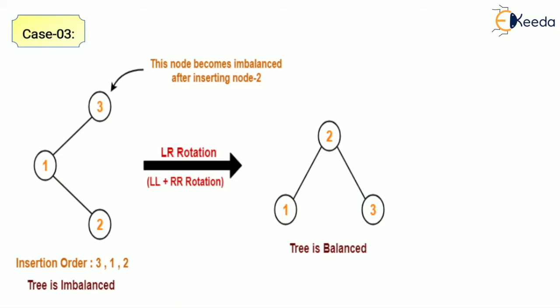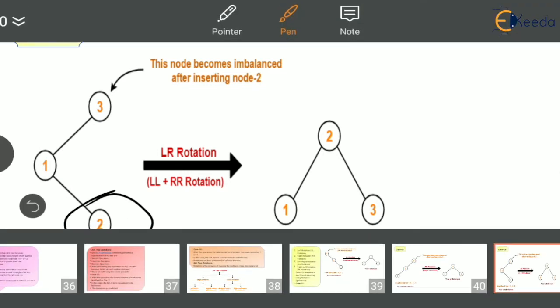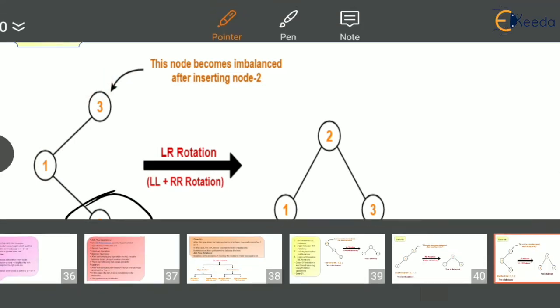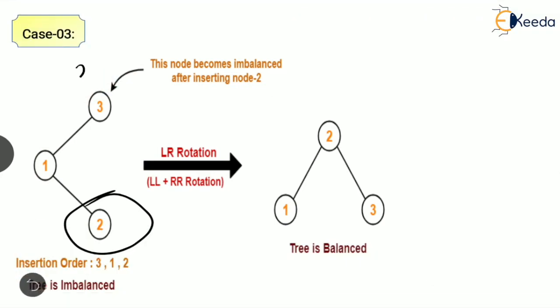Now this node becomes imbalanced after inserting 2. Before inserting 2, this node is not imbalanced. Again I am explaining: 1, 3. Here there is no node, so it is 0. At the left there is 1 node, so 1 minus 0 is 1. Now we are inserting another node, so there are two levels now. So 2 minus 0 is 2. So here the imbalance factor of this node is 2.